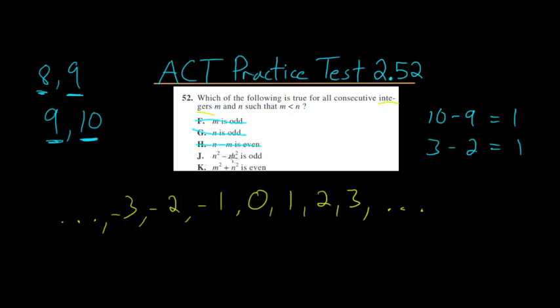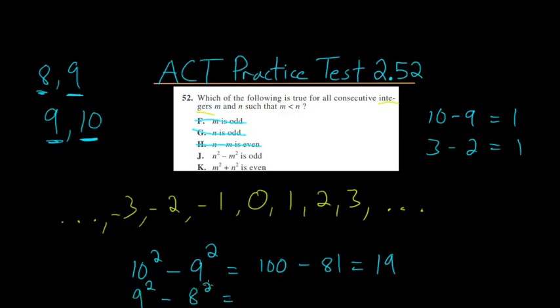Now, n squared minus m squared is odd. So if we chose, let's say, just this 9 and 10, we're squaring each of these numbers and subtracting the smaller number from the bigger number. 10 squared is 100, minus 9 squared, which is 81, and this gives us 19. So that actually worked. Now let's try another pair. We have 9 and 8, so 9 squared minus 8 squared. 9 squared we know is 81. 8 squared is 64. 81 minus 64 is 17. So we got an odd number again, so maybe this one's correct.